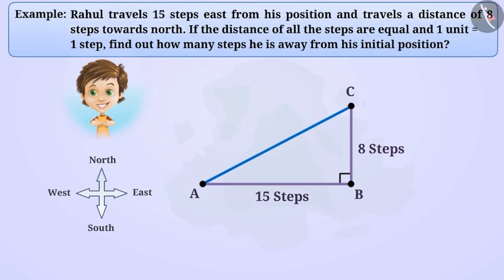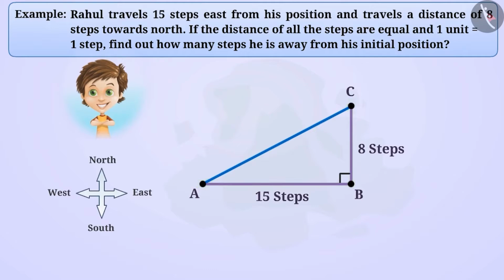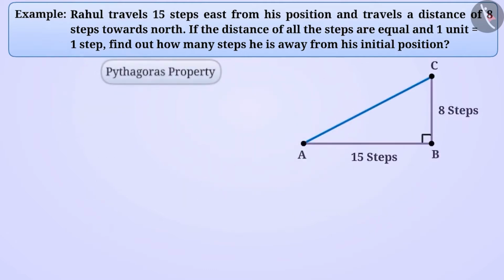We have to find the distance between A and C, which we show by the line segment AC. As you can see, a right-angled triangle has been formed here, in which the side AC is the hypotenuse and the sides AB and BC are the legs of this triangle. In triangle ABC, we know the measurement of two sides. Therefore, by using the Pythagoras property, we will find the measurement of the third side, that is the hypotenuse AC.